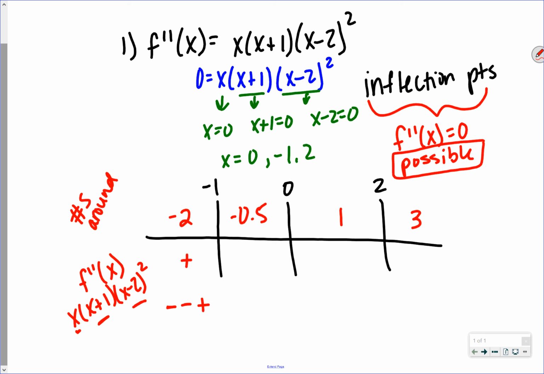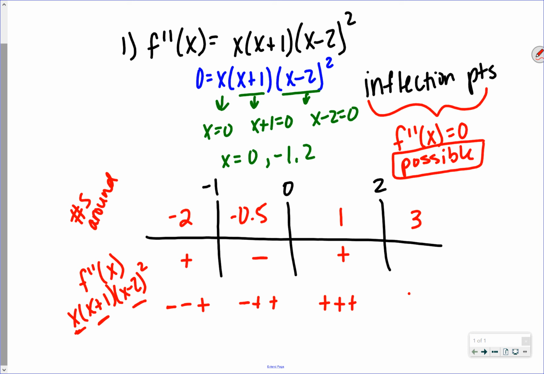Same thing with -0.5. -0.5 for x is a negative. -0.5 plus 1 is a positive. The third one is squared, so it's always positive. So negative, positive, positive gives a negative. Plug in 1. 1 for x is a positive. 1 for x plus 1 is a positive. My third factor is squared, so it's always positive. That's a positive. Do it with 3.